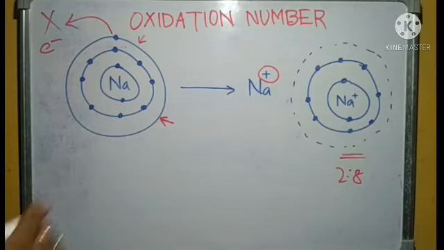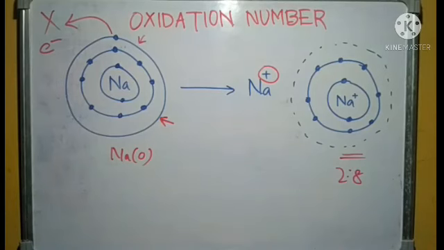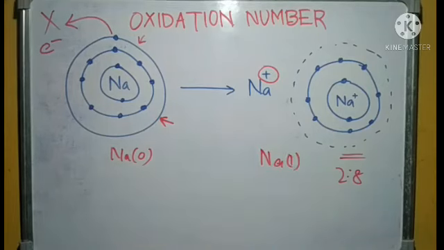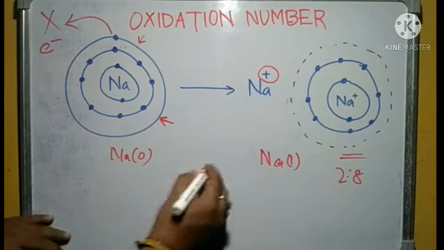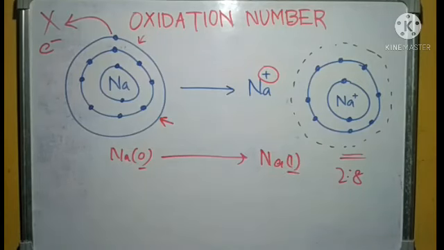In this case, the oxidation number of sodium atom is 0, because it neither gave nor received any electron. But in the ion, the oxidation number is 1. Why 1? Because it has given its 1 electron. So we can say this is an oxidation process, because the oxidation number has increased from 0 to 1. So during an oxidation reaction, the oxidation number increases, and during a reduction reaction, the oxidation number decreases.